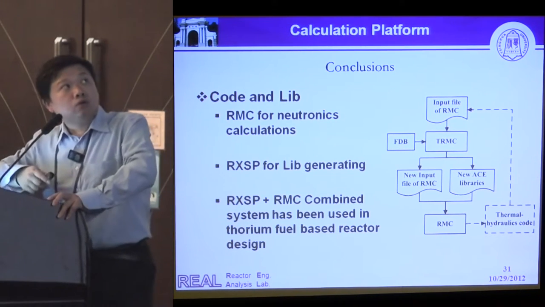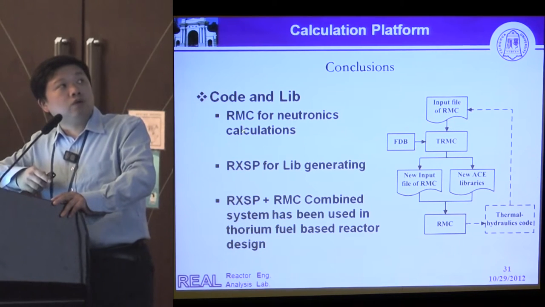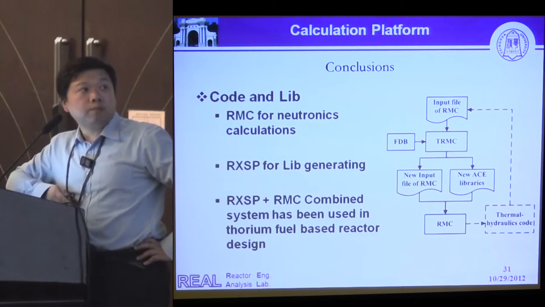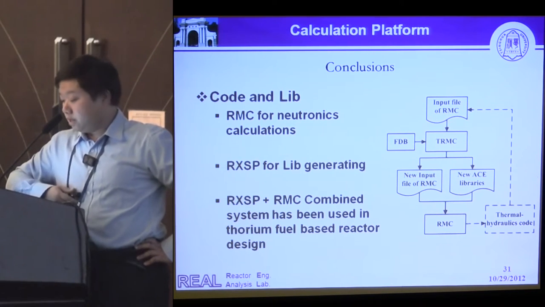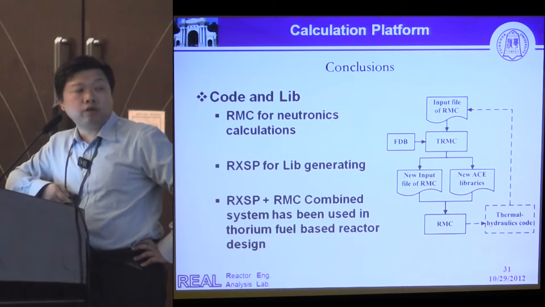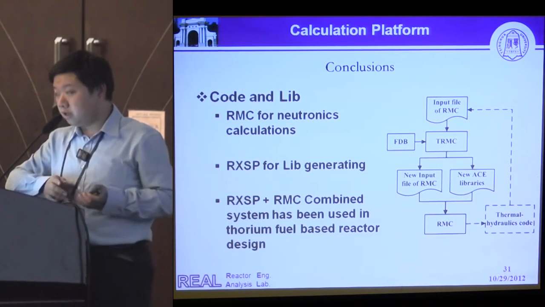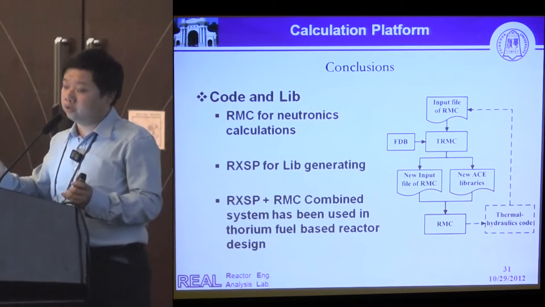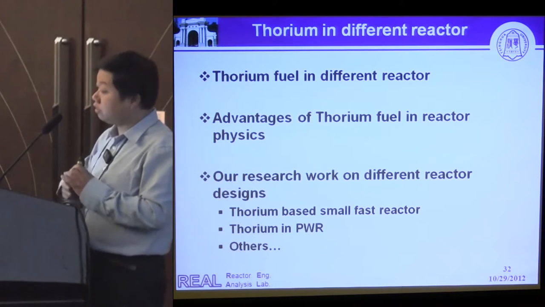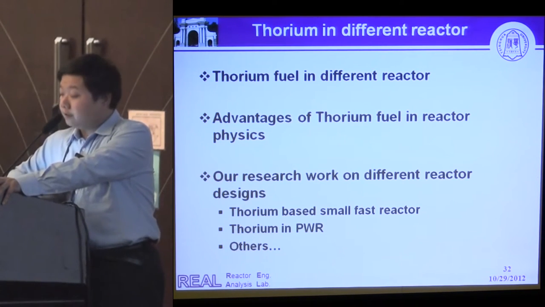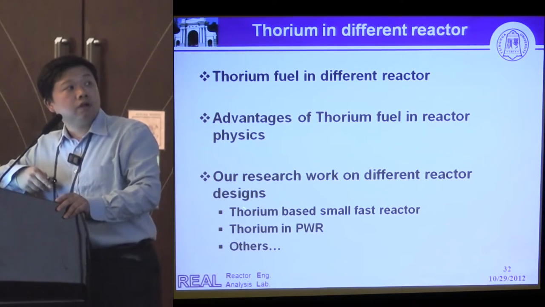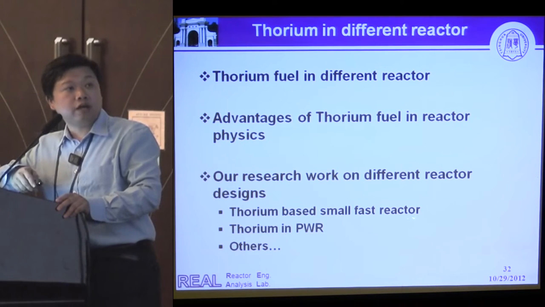Okay, conclusion. With this RMC code and XSP code, we use these two codes as a combined system in our thorium-fueled reactor design. So we can use these two codes to replace MCNP and NJOY. Using this code, we designed some thorium-fueled reactors. I will introduce two samples. One is our thorium-based small fast reactor, and second is our thorium-based PWR.